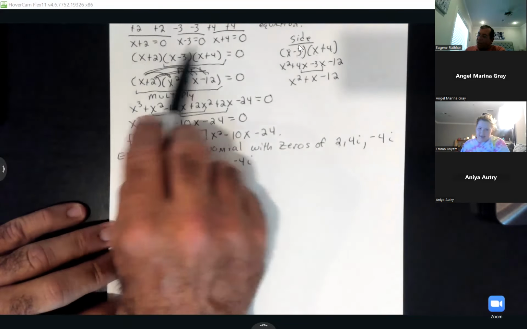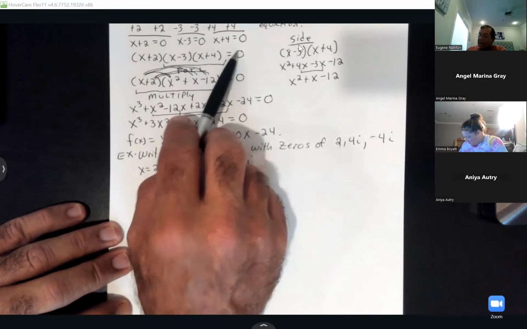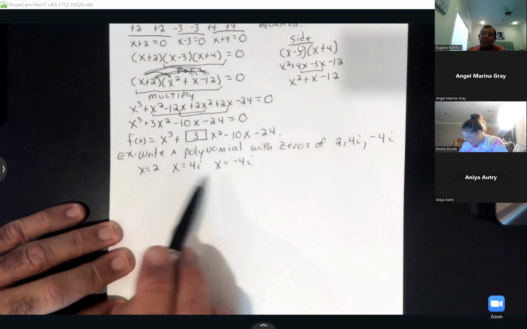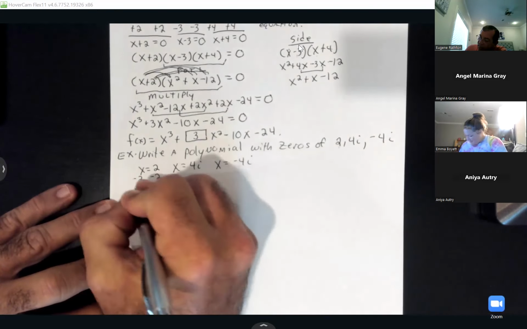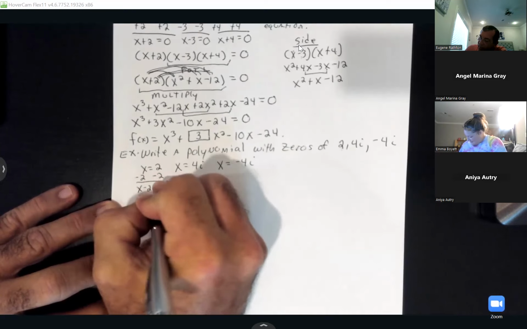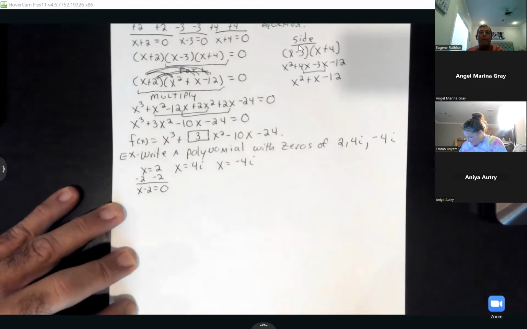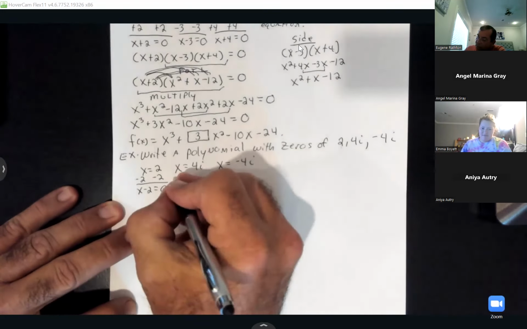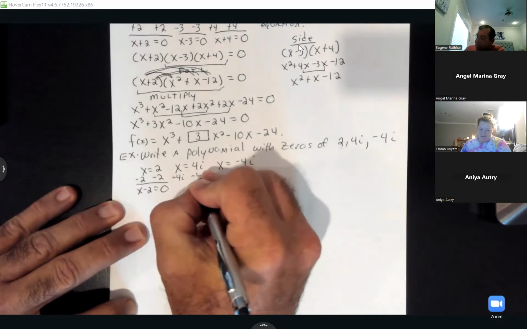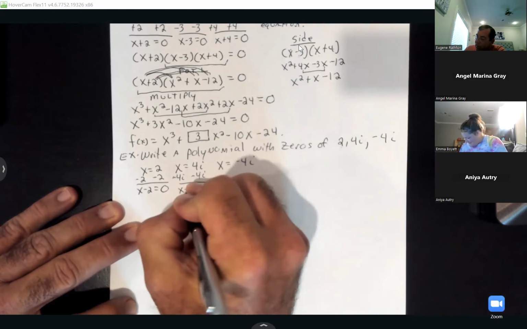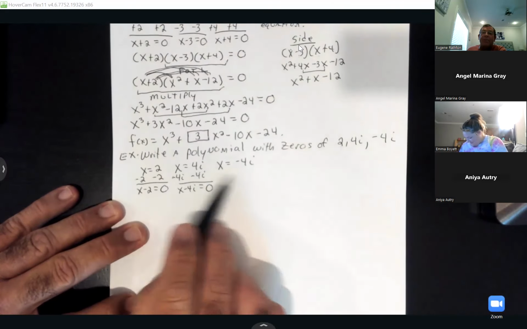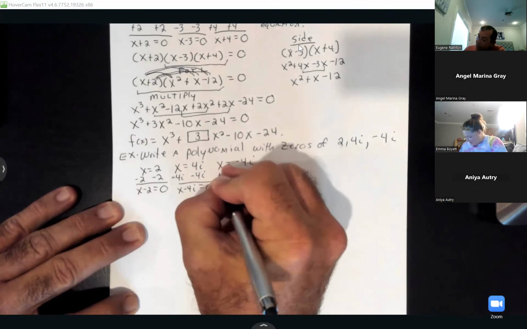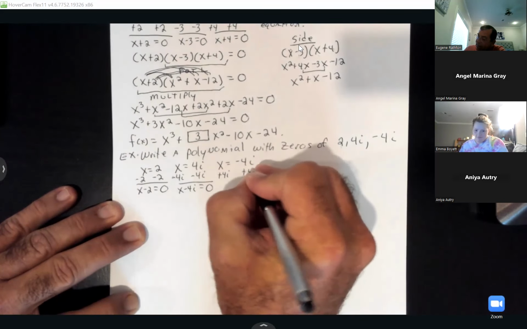All right, once again, we want to get a 0 on the right side like we did up there. So we're going to add and subtract. So we're going to subtract 2 on the first one. I'm going to subtract 4i on the second one. So if you notice, I'm just adding the opposite to each side. And then here I'm going to add 4i.